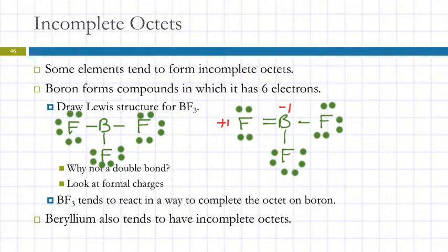So boron and beryllium will often have incomplete octets. And you decide to give them an incomplete octet when it gives you better formal charges. Any questions?